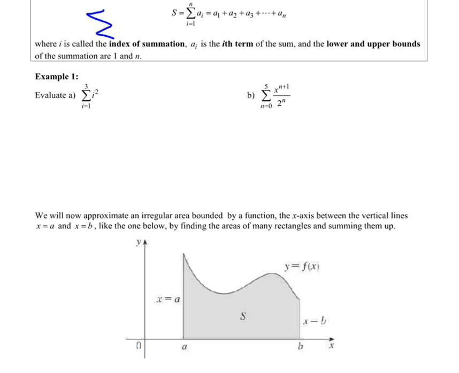which is our upper bound. So we have 1 squared plus 2 squared plus 3 squared. That's it. That's what that notation means. We're just adding all of these different terms from the lower bound to the upper bound.